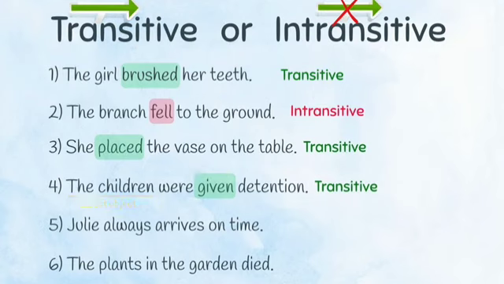Number 5. Arrives is intransitive as there is no direct object. There is nothing receiving the action. Number 6. Died is another intransitive verb. There is no direct object.